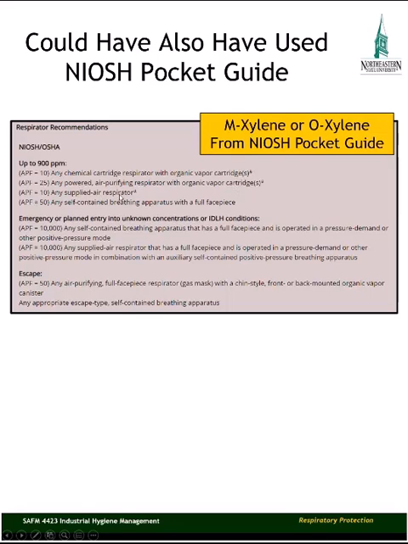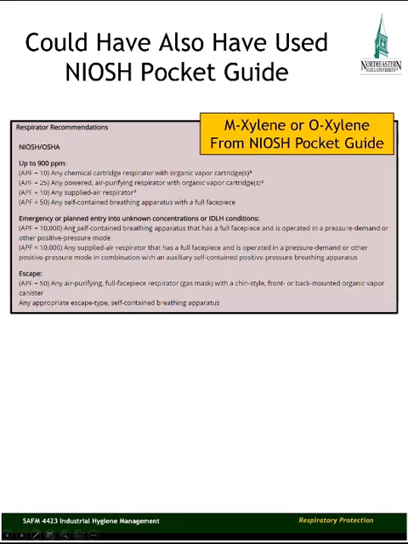You could use a supplied air respirator. You could use any self-contained breathing apparatus with a full face piece. So you got a lot of options. But the most cost-effective option is going to be the half-mask respirator with an organic vapor cartridge.